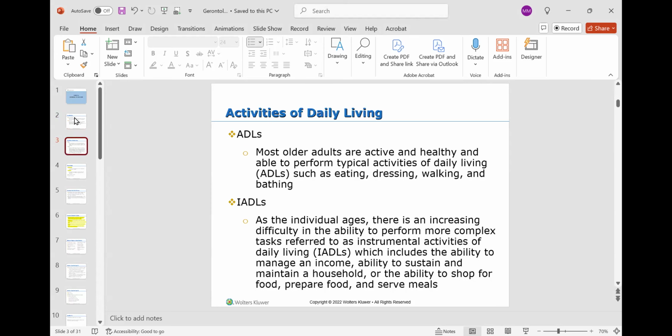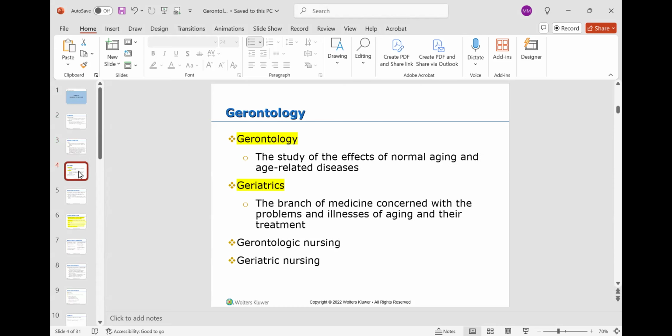So first, we'll start with ADLs. So most older adults are active and healthy and able to perform ADLs, right? They can eat, they can dress, they can walk, they can talk, right? Bathe. And IADLs, these are the things that you need to do, like driving to the grocery store, right? And buying groceries, managing your income, writing checks out, paying bills, all those kinds of things, right? So most people that are older are able to do these things for the most part.